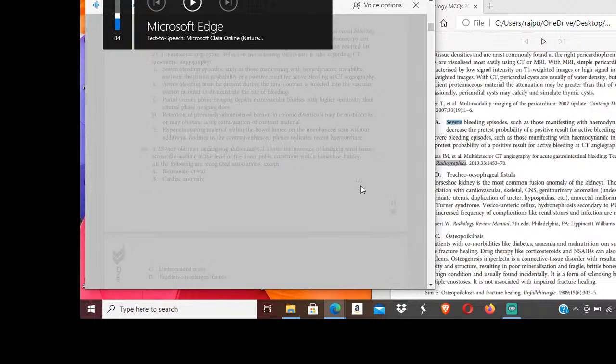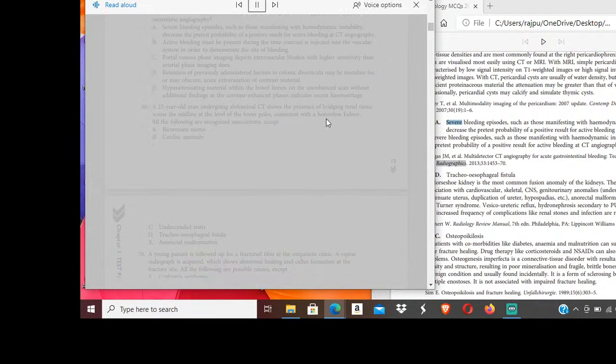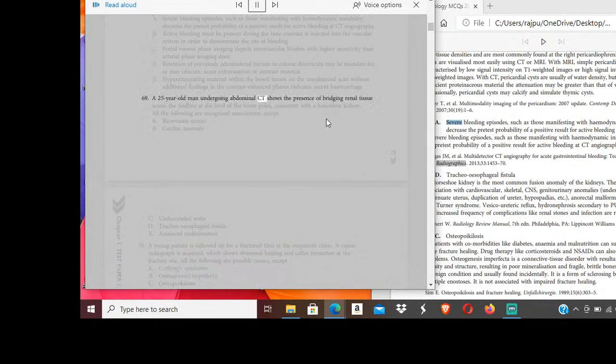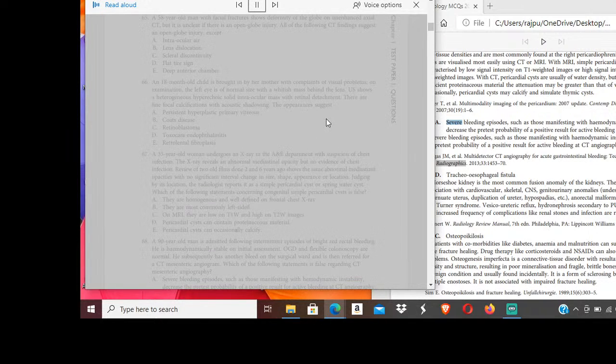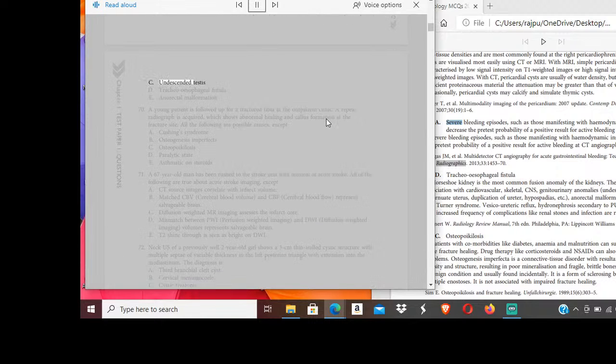69. A 25-year-old man undergoing abdominal CT shows the presence of bridging renal tissue across the midline at the level of the lower poles, consistent with a horseshoe kidney. All the following are recognized associations, except A. Bicornuate uterus. B. Cardiac anomaly. C. Undescended testis. D. Tracheoesophageal fistula. E. Anorectal malformation.